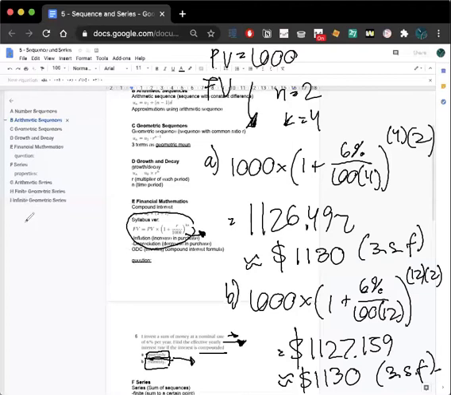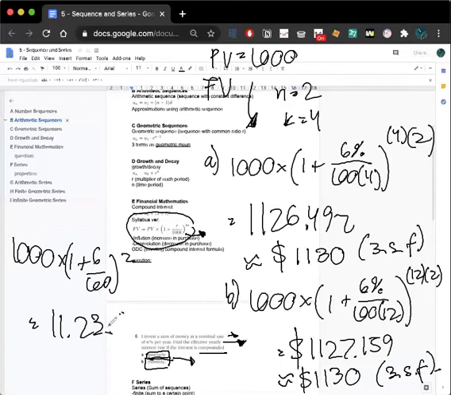But then let's just compare it to yearly compounds. 1 plus 6 over 100, to the power of 2. And that results in 1123.6, or around 1,120 in 3 significant figures.